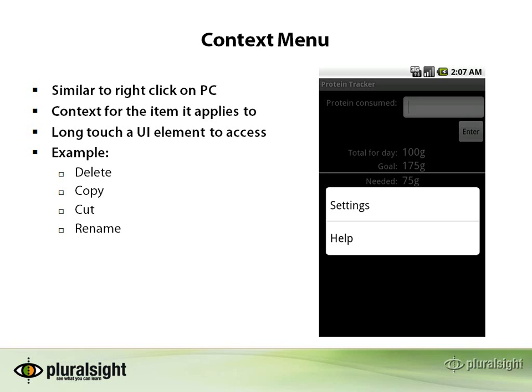And a good example of this would be if you had a list and you had some items in this list, and you made a context menu so that when the user long holds one of the items on the list, it gives them the option to delete or copy or cut or rename that item. So context menu is very simple, exactly what it sounds like. It's the context of the item that is being long pressed.